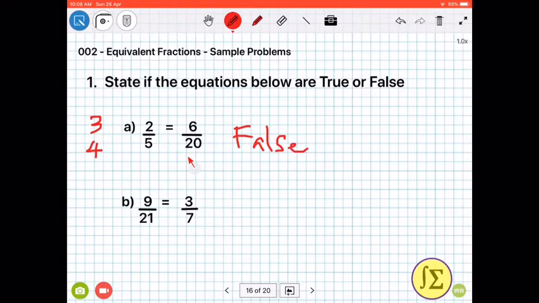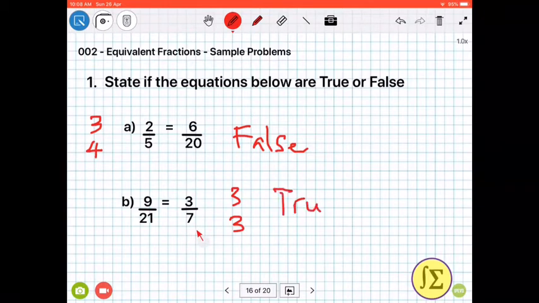Okay, let's look at the equation below. You take the larger numerator, divide by the smaller one. 9 divided by 3, you get 3. And 21 divided by 7, you also get 3. So you can see that you end up with the same number. That means both these fractions are equal. So it's true.